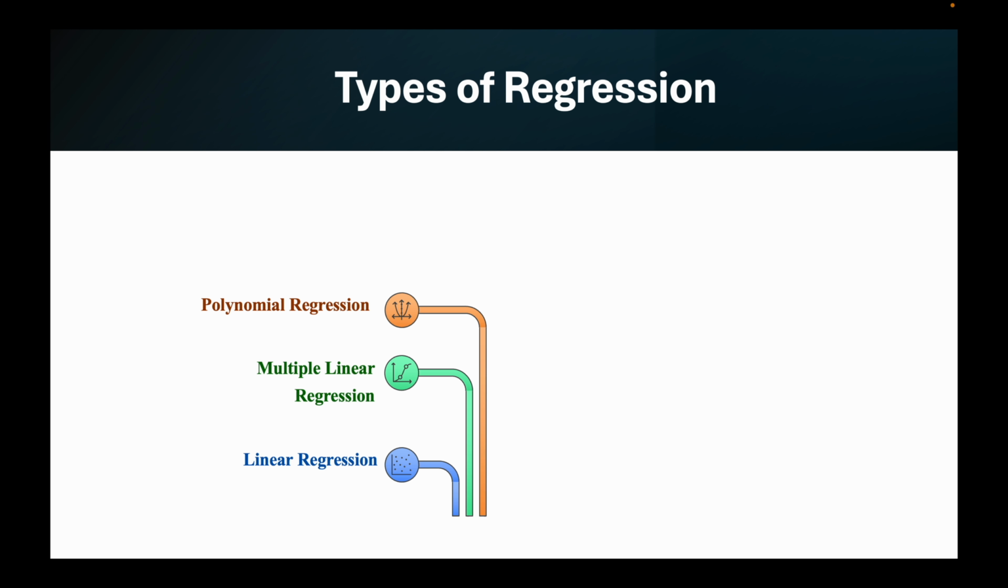The third is polynomial regression. It is used when there is a non-linear relationship between variables. The example can be modeling growth curves in biology. Another is ridge and lasso regression. These are regularized versions of linear regression. They help avoid overfitting by adding penalties to the model.